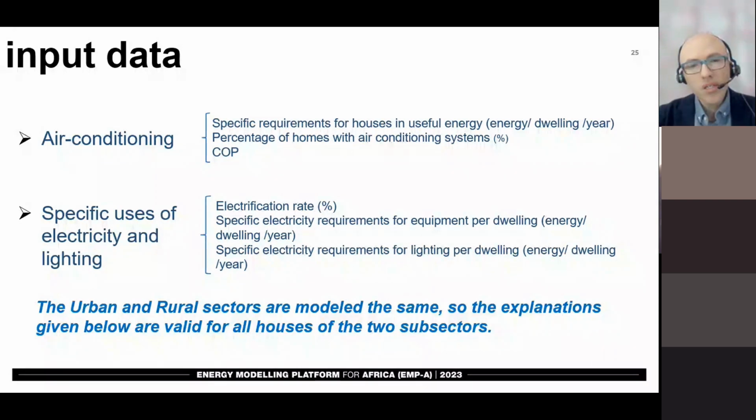The urban and rural sectors are modeled the same, so the explanations given below are valid for all houses of the two subsectors. The parameters here are the same for the different types of households that are defined in MAED, or the other subsectors that are defined by the user. For example, the other types that will be defined in each area, we will use the same parameters.